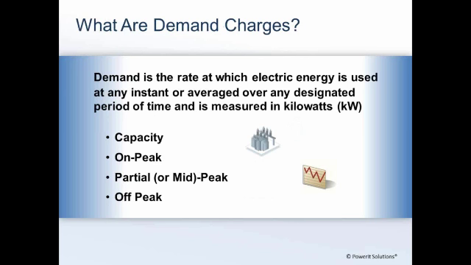A partial or mid-peak, which some facilities face, would be an increment of power usage between the off-peak and the on-peak, and they would call it a mid-peak, and there would be a three-tier pricing structure.